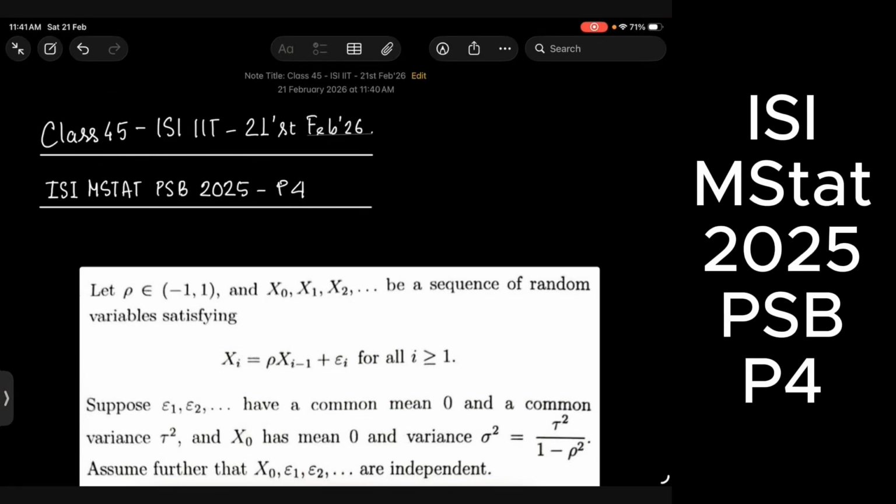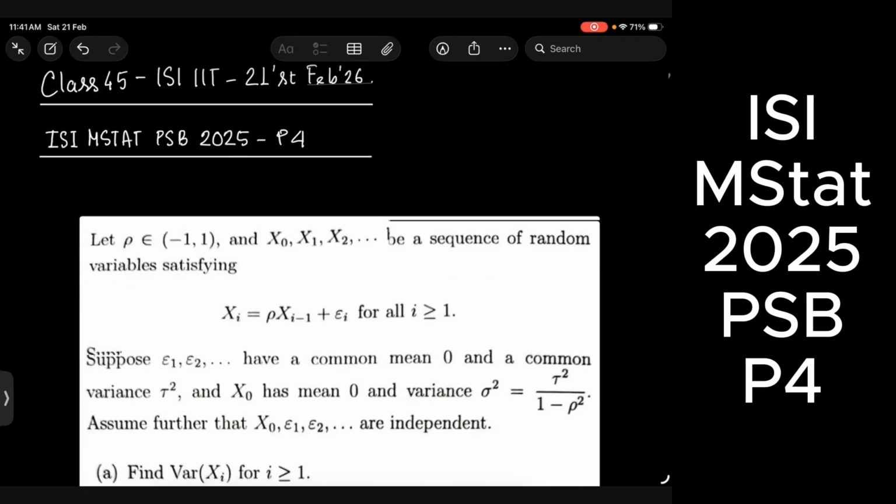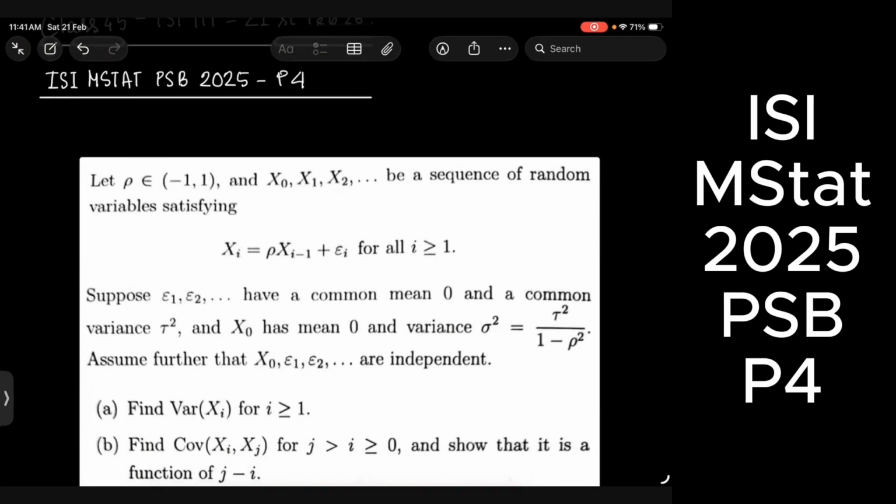So we will start discussing ISI problems from today onwards. First we will go back starting from 2025. Okay. So this is the first question.